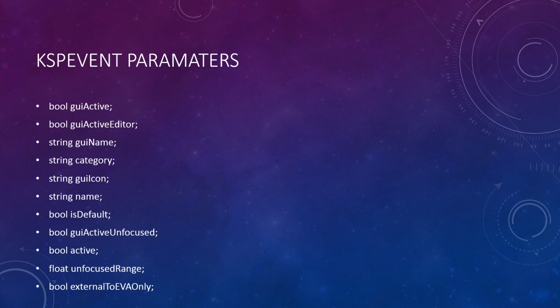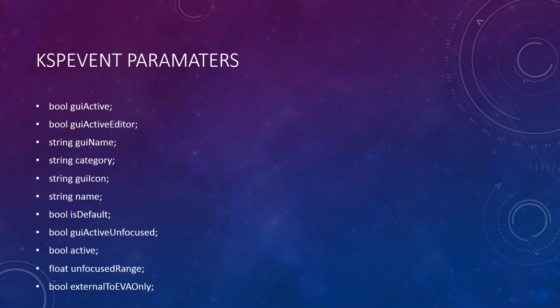The next parameter is called unfocused range. This floating point parameter determines how close, in meters, you have to be to the part you're clicking on to see the event. If you've ever tried to dock and clicked on the target docking port, you would not have seen the Set as Target event if you were too far away, even if your click was accurate. This parameter defines that cutoff distance.